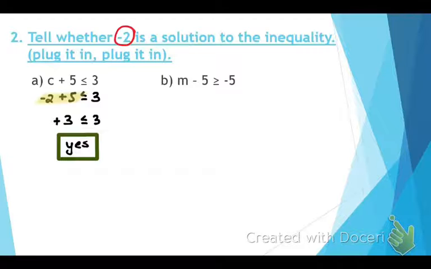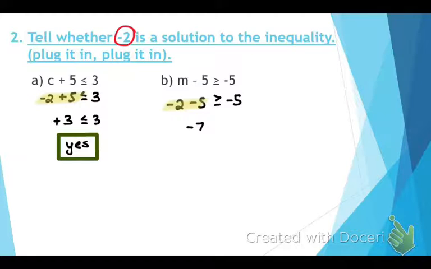Addison, plug it in, plug it in. What should I plug in for the M? Very good. Negative 2 minus 5 is greater than or equal to negative 5. Let's work from left to right. Addison, what is negative 2 minus 5? Same sign or different sign? Same sign, add and keep. Add the numbers, keep the sign.